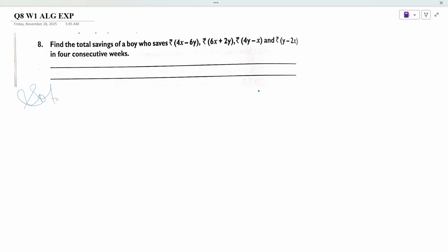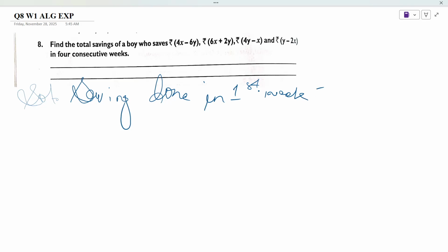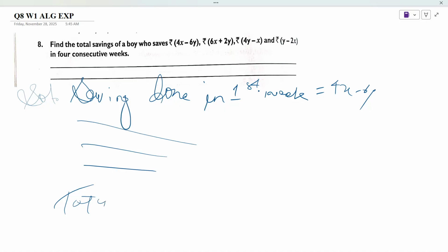So if we want, we can write a statement: the saving done in first week is 4x minus 6y. And likewise, we can give the statement for the second week, third week, and fourth week. Finally, when it comes to the total saving done by the person, we will see what happens if we go by representing the things in a row, a single row.